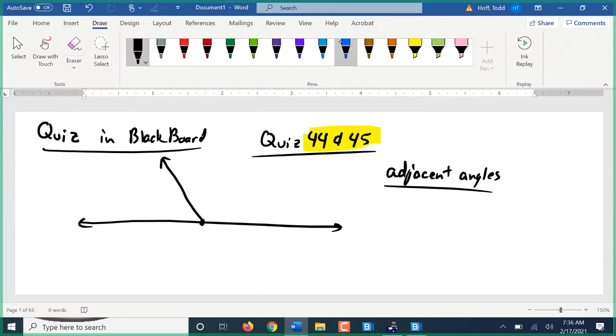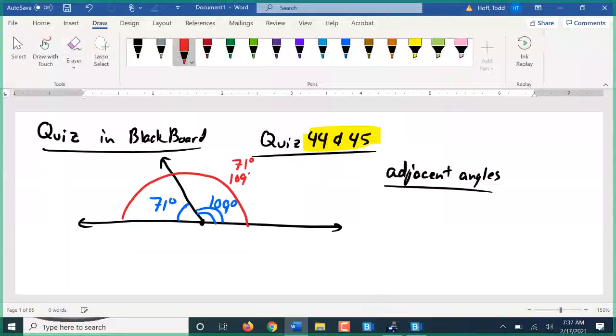So that means I know this angle here is 71 degrees. And this angle here, 109 degrees. The whole angle here is found by just adding them together. 71 plus 109 is 180 degrees.